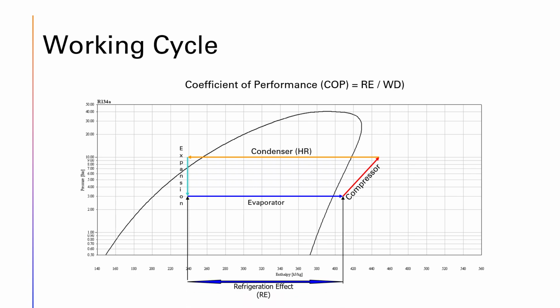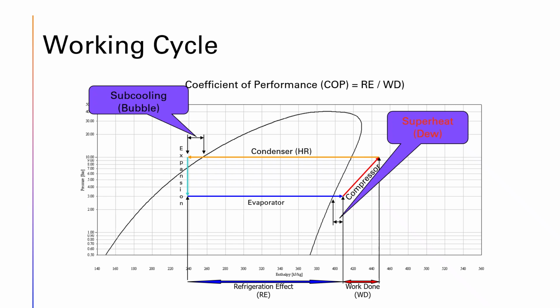Now, we have this part here which we call the refrigeration effect, and this part here is the work done. So that's the energy that's put into the compressor, and the RE is the energy that's collected through the evaporator. These two points here matter quite a lot. You've got the subcooling and you've got the superheat.